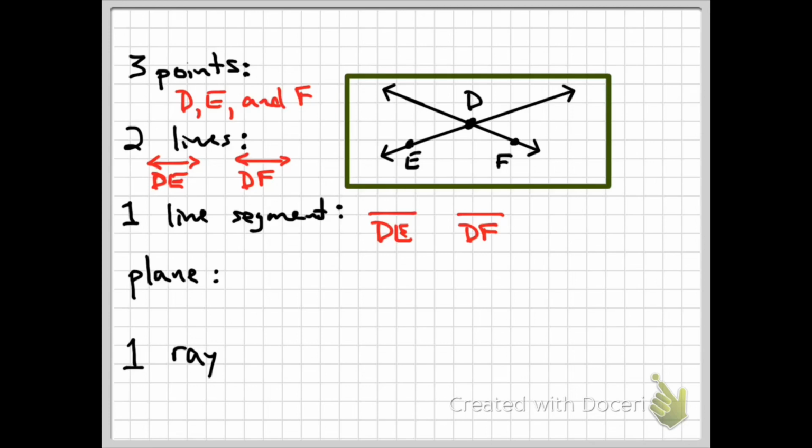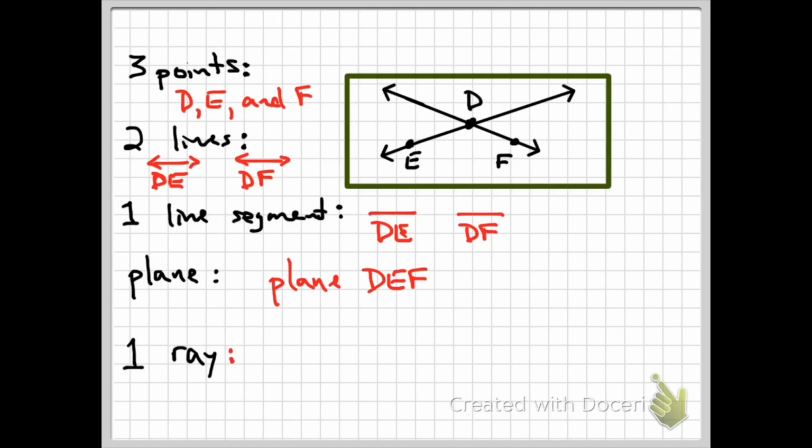All right, and then a plane, there is no geometric symbol for that, but I always tell students to write the word plane and then to pick any 3 points that are within this plane or within this box. So we're just going to go D, E, F, and you don't need to separate them by commas.